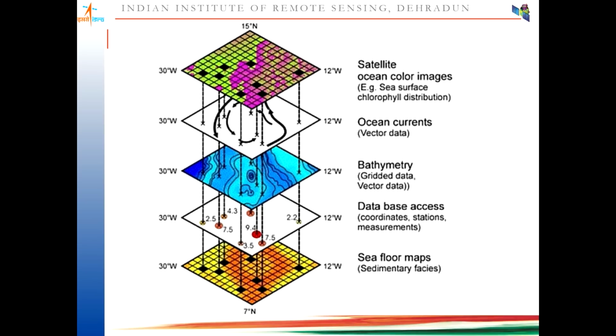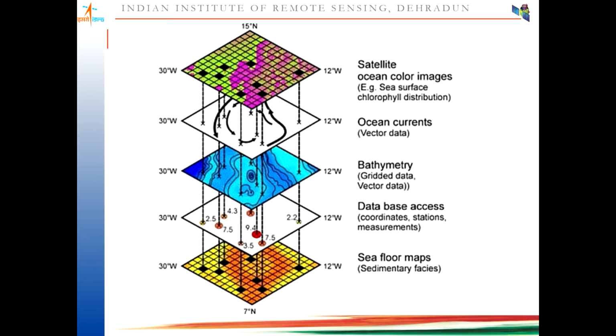As you know, in GIS there may be raster data, there may be vector data. Ocean current will go as vector data, bathymetry will go as gridded data. There may be different point data, coordinates, station measurements, like temperature measurement, or measurement of some particular quality of the water, like pH measurement. They are all various concentration measurements. So they are point data, and there may be sedimentary facies mapping, like seafloor meshing.